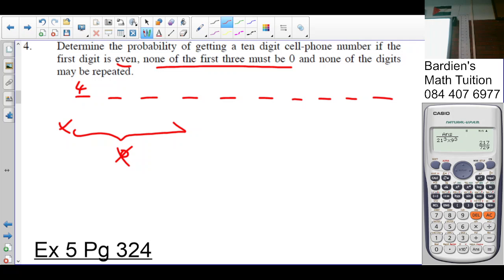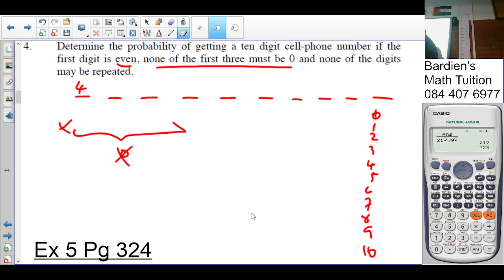Then, none of the first 3 digits is 0. None of the digits may be repeated. So in other words, I have 0, 1, 2, 3, 4, 5, 6, 7, 8, 9. There are 10 digits. This is the number of possible outcomes.